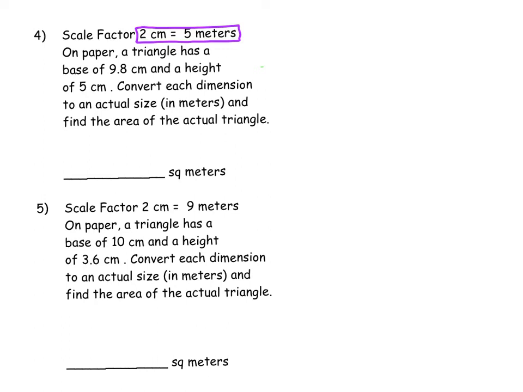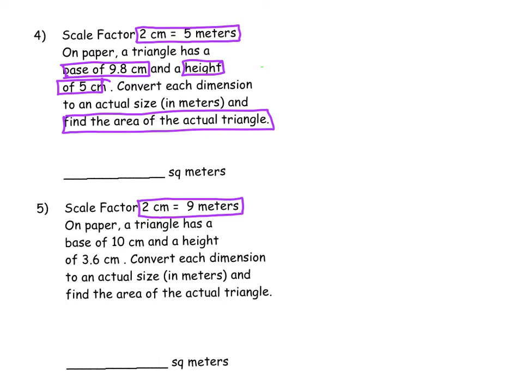It states a triangle has a base of 9.8 centimeters and a height of 5 centimeters. Convert each dimension to an actual size in meters and find the area of the actual triangle, just like we did in problem 3. And in problem 5, the same thing, except in this case, your scale factor is for every 2 centimeters on paper, it's 9 meters in the real world. On paper, a triangle has a base of 10 centimeters and a height of 3.6 centimeters. Convert each dimension to an actual size in meters and find the area of the actual triangle.